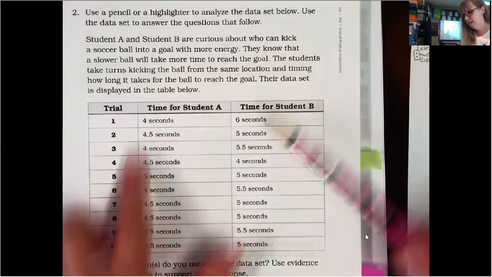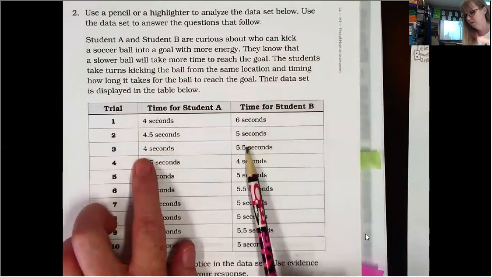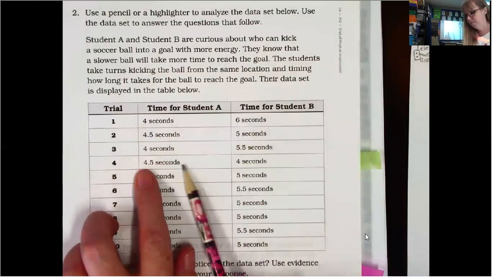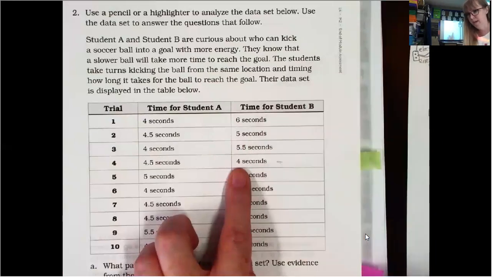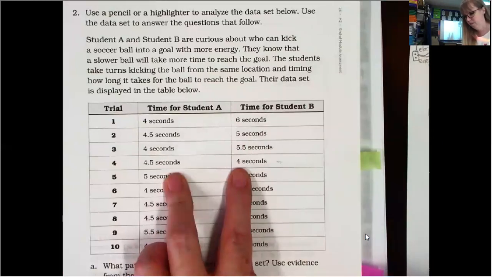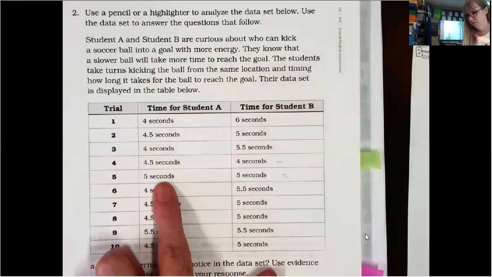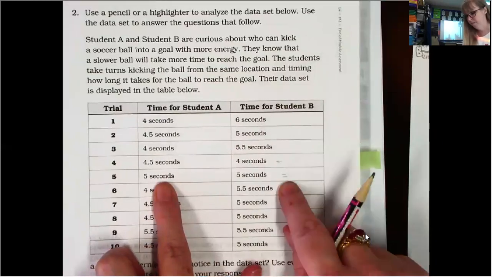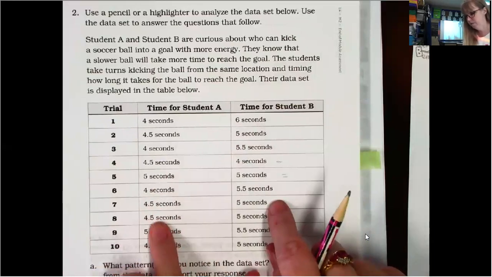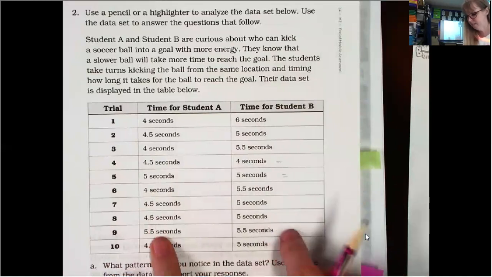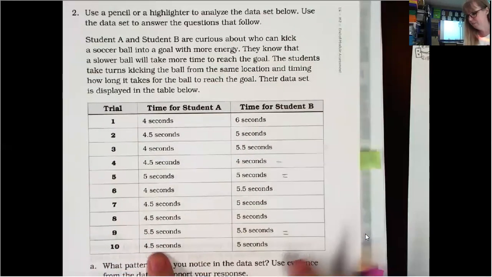So look at this. A is faster, B is slower. A is faster, B is slower. A is faster, B is slower. A is fast, B is faster. So this one's different. You see that? They're the same here. They're the same on 5. A is faster, B is slower. A is faster, B is slower. A is faster, B is slower. A is faster, B is the same. A is faster, B is slower.